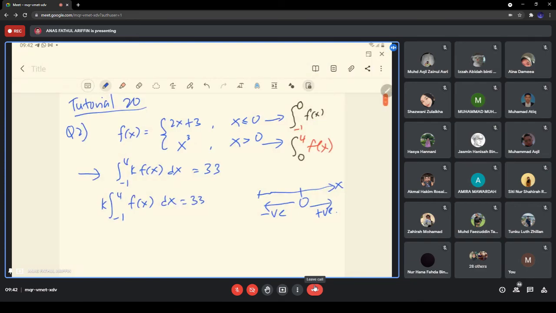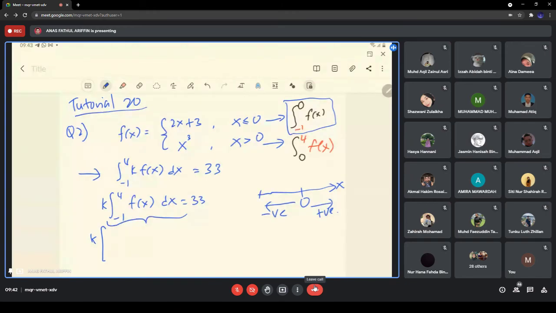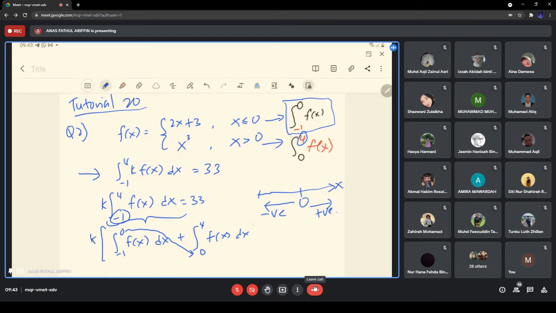Now we can use this property. So, kita splitkan dia. Basically we have k multiply this one. Kita nak splitkan. So, the lowest limit is -1. Okay, so integrate -1 to 0 first, function f(x) dx, and then plus next function. Tengok ni, 0 ni dia akan pergi ke bawah. So from 0 to highest limit apa? 4. Function f(x) juga, dx equivalent to 33.